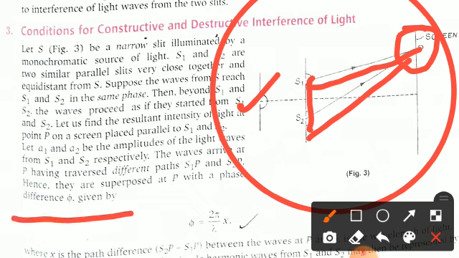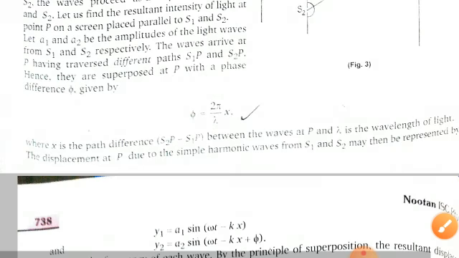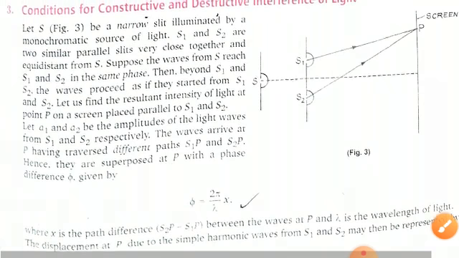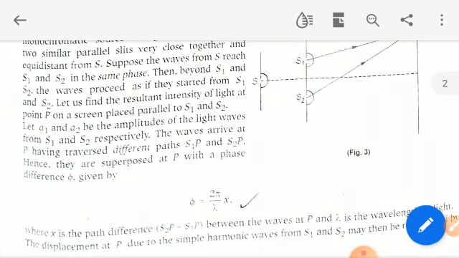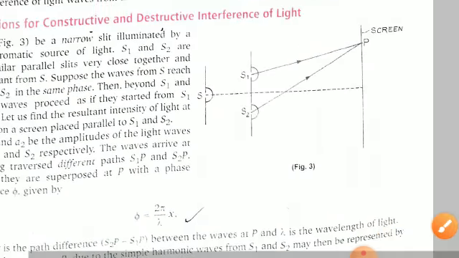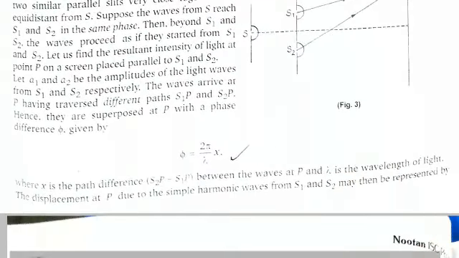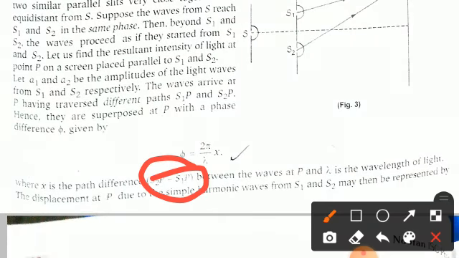So you can show the relation between the phase difference and the path difference like this: phi equals 2 pi by lambda multiplied by x. Clear? Where x is your path difference. Fine. So the path difference is how much? S2P minus S1P. This is your path difference, S2P minus S1P between the waves at P, and lambda is the wavelength of the light.